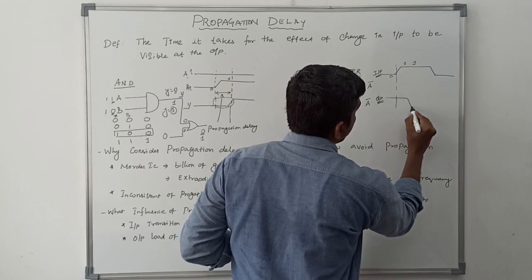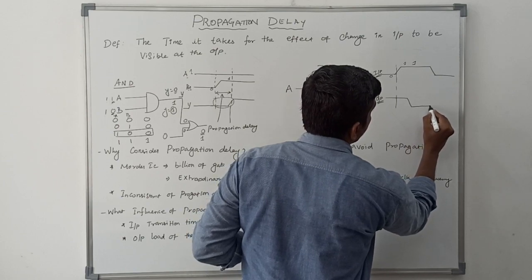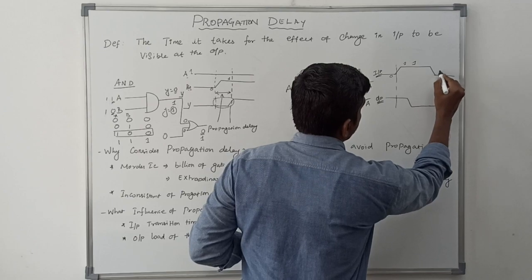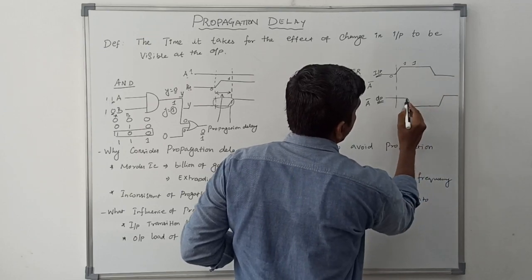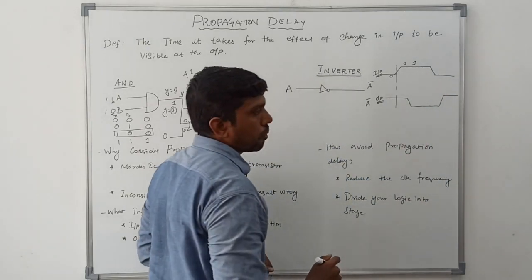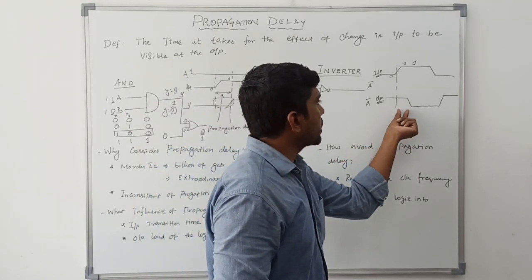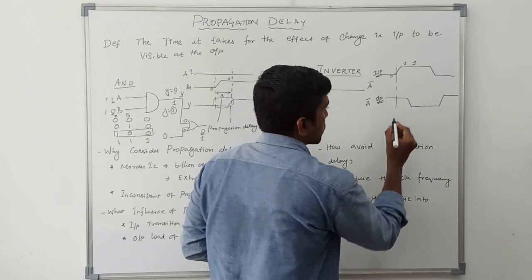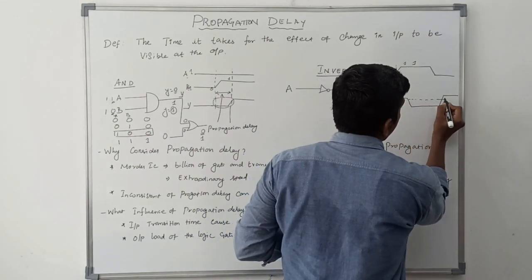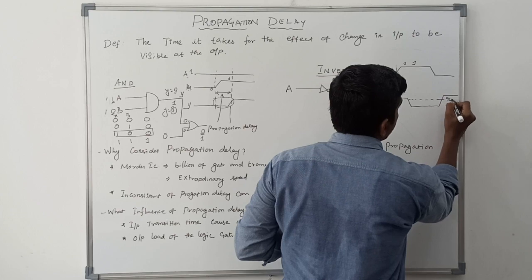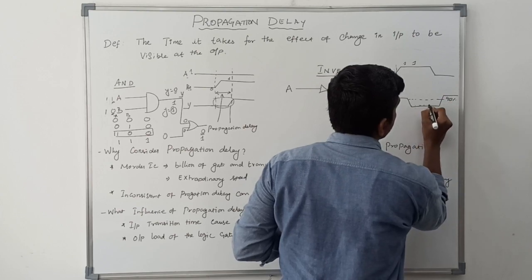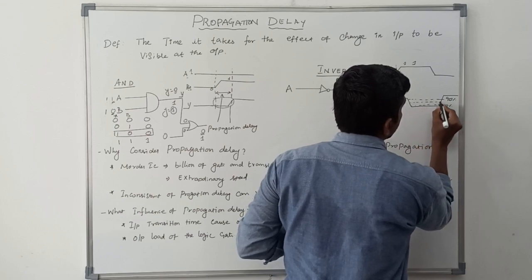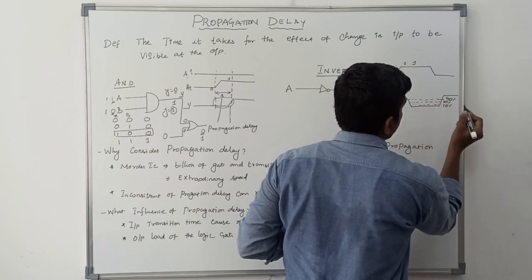Then the value changes from 1 to 0, then it increases. So this particular delay is called the propagation delay. After the propagation delay only, the output reflects the input values. So here this level is 90 percent, this one is 10 percent, and this one is 50 percent.